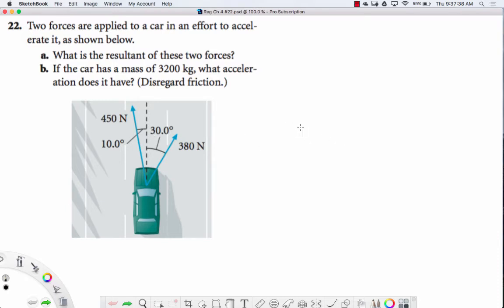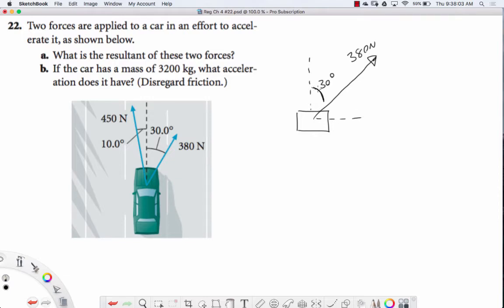So let's just look at it like this. Here's the car, right? So the 380 Newton force is going like that. So we'll label this 380 newtons. Now they give us the angle off the vertical. See this right here? They give us this angle off the vertical. I like angles off the horizontal. So I'm going to say this angle right here.